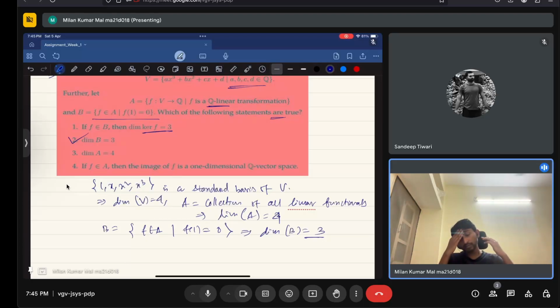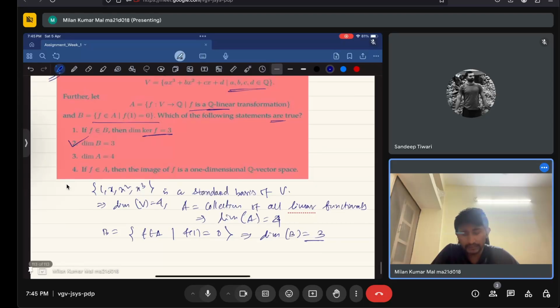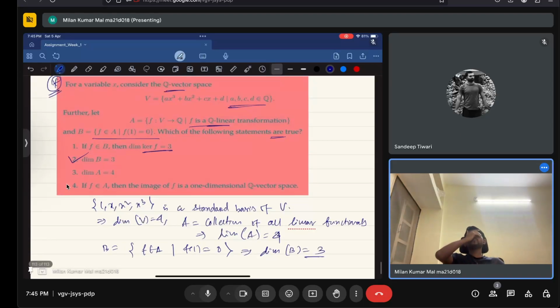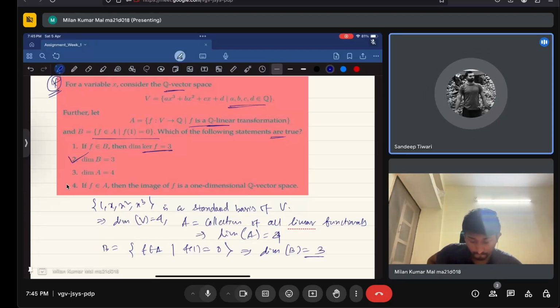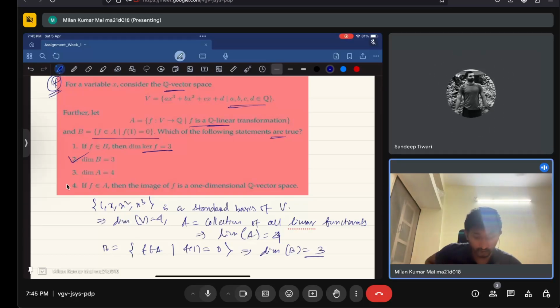F actually elements in A. I think this is something about the statement. In general, A is the set of all linear transformations. Non-zero is not said anywhere. So if we take non-zero, then it will be 3, otherwise not. That's the problem. So we cannot choose option 1, because we can take 0.